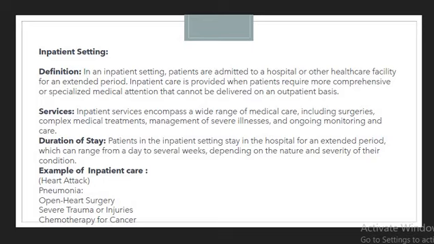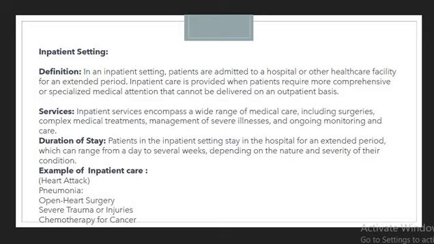Okay. Then the most important factor, duration of stay. Here it is mentioned, patients in the inpatient setting stay in the hospital for an extended period, which can range from a day to several weeks, depending on the nature and severity of their condition. So in this case, if needed, patients are asked to stay for several weeks. Sometimes for a month as well in some cases.